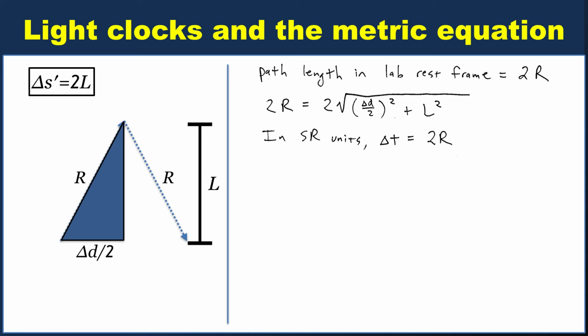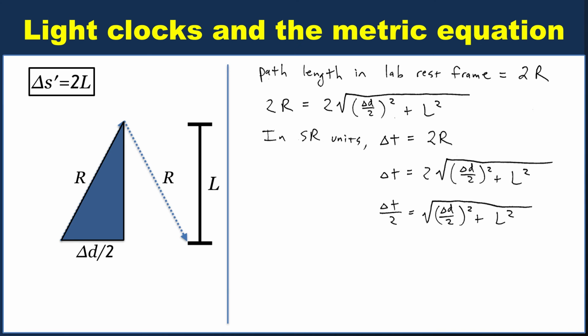Well, we have that expression for 2R, 2 times the square root of all this stuff. Now we're just going to divide both sides by 2. And now let's square both sides. So we have delta T over 2 quantity squared equals delta D over 2 squared plus L squared. Now we can use that fact we had before, that delta S prime equals 2L. So remember, the space-time interval in the clock frame was 2L, but the nice thing is the space-time interval is the same in all frames. So we know that delta S actually has to equal delta S prime. There's only one space-time interval for a set of events, and we already established that delta S prime is 2L.